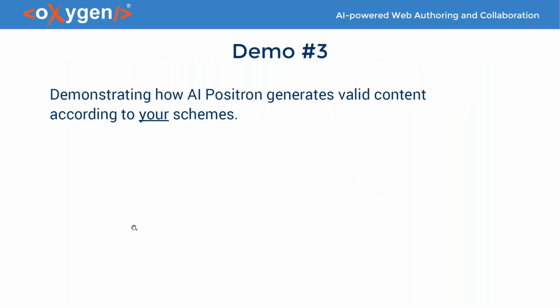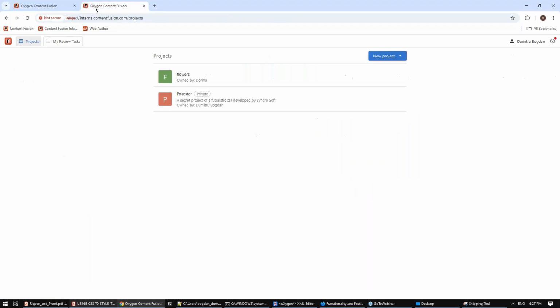And now I will demonstrate how Positron validates according to your schema. I will open a Content Fusion server where I uploaded a framework with a specially crafted schematron file. And this schematron file imposes that each topic should have an audience element declared. So here is the project.